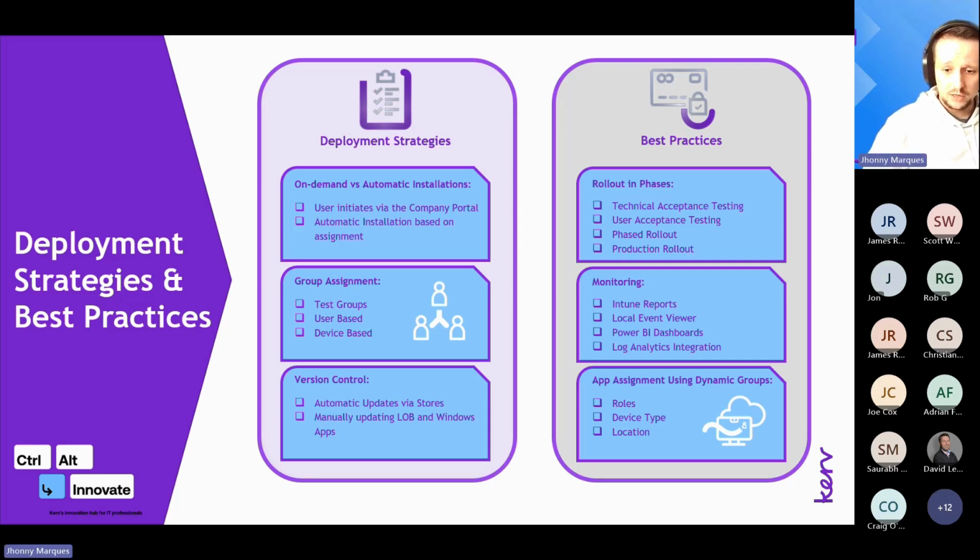We then look at monitoring. So once you start installing those apps, you can look at Intune reports to give you visibility into the app installation, making sure that they're actually being installed successfully. If there are issues, and Intune sometimes is not very clear in what's causing the problem with the app being installed, you can actually go to the local event viewer of that device to see what's causing the issue when the app is being installed. If you have Power BI dashboards, you can integrate that with Intune to keep track of your app installations. And if you have Log Analytics, the same thing can be done.